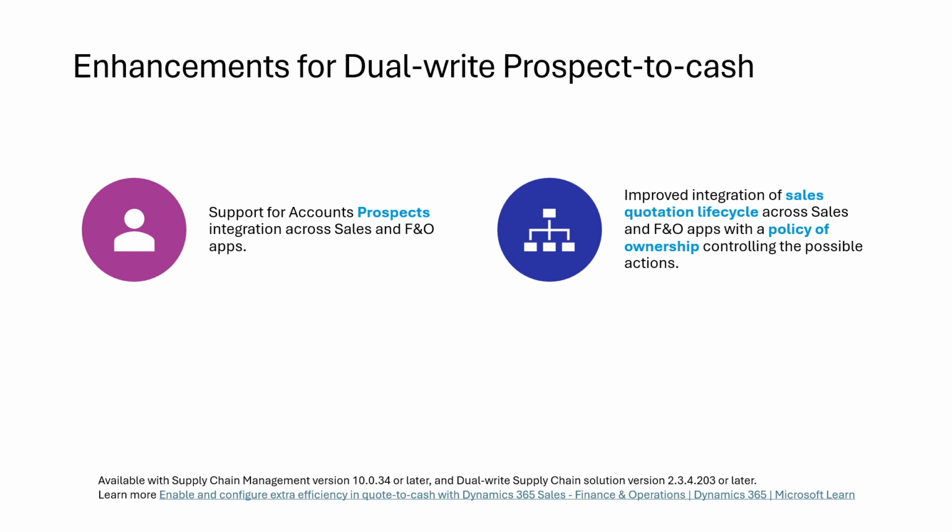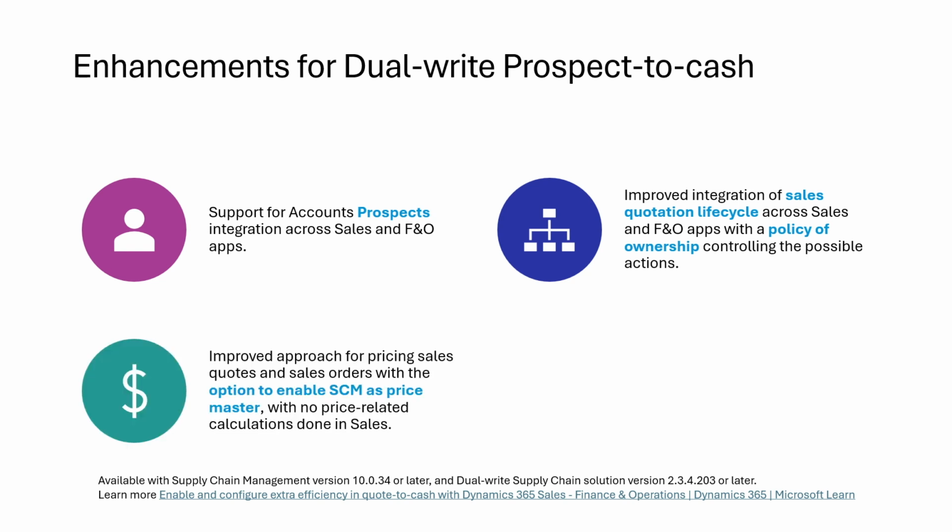With this new functionality, state and status transitions are mapped between the two apps, and the policy of ownership is applied to control the actions that are available for a sales quotation when you work in sales or supply chain management. There's also a new functionality to make supply chain management pricing master. This changes how calculations for sales quotations and sales orders are done in Dynamics 365 Sales. Supply chain management has a sophisticated pricing engine to determine the prices and discounts for a given order or quotation.